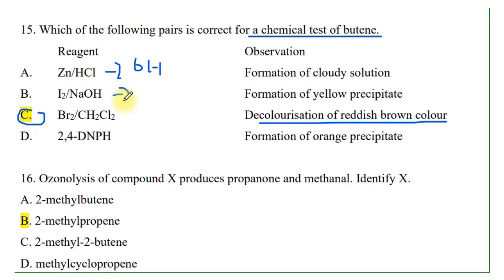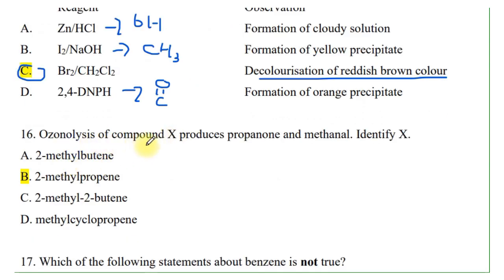And then this one we call the iodoform test to identify the methyl carbonyl group. This one is special for carbonyl compound, C double bond O. We call it the Brady test, 2,4-dinitrophenylhydrazine. Okay, you are going to learn soon. Ozonolysis of compound produces propanol and methanol.